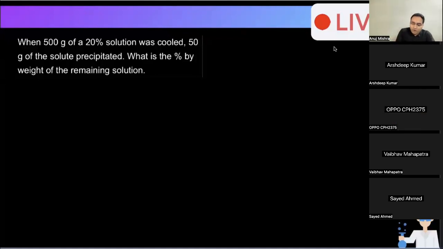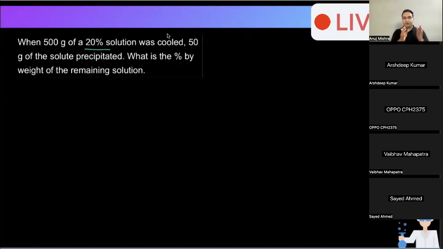So first of all, what is this 20% value? Is it percent by weight? Is it percent by mole? What do you think? Type in chat box. If nothing is mentioned, what do we have to consider? Very good. Percent by weight. Nothing is mentioned, so percent by weight is understood.